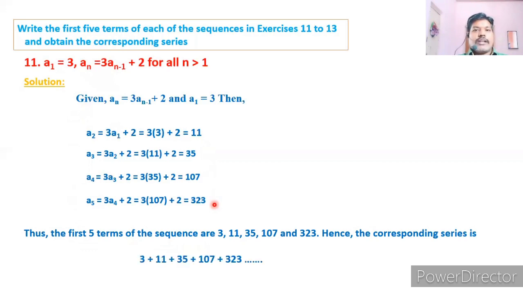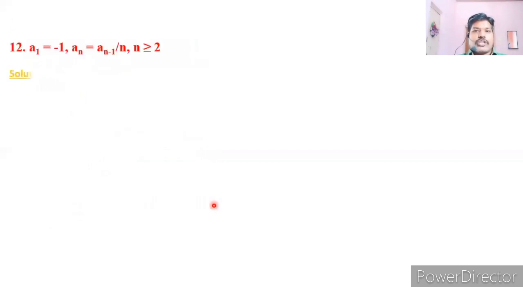So see the question number 12. What is the question number 12? In this question, what they are given is that a1, the first term, is equal to minus 1, and the nth term an is equal to an minus 1 by n for n greater than or equal to 2.